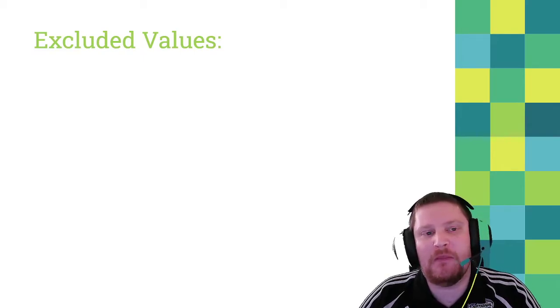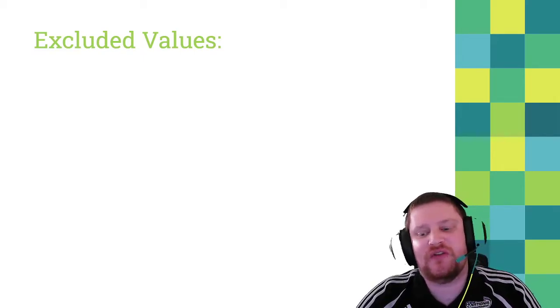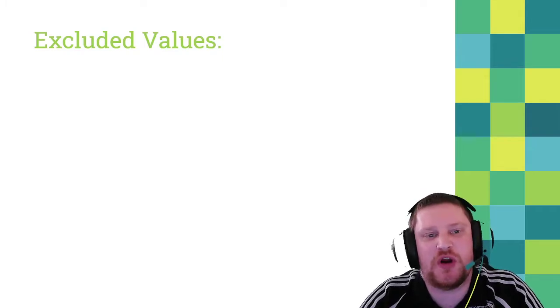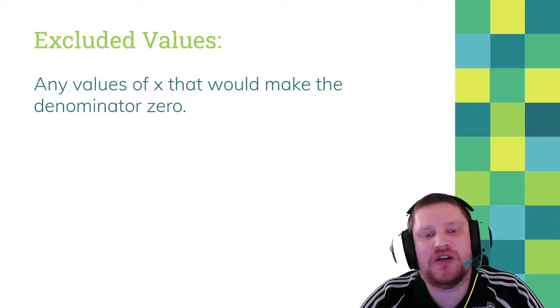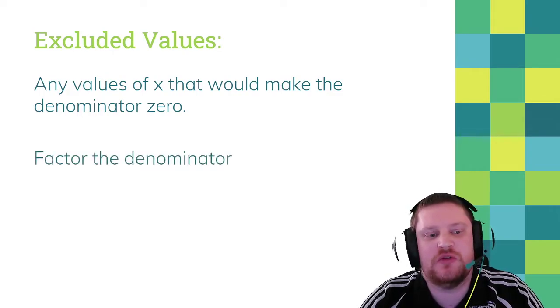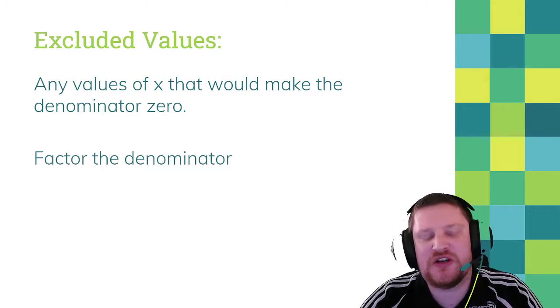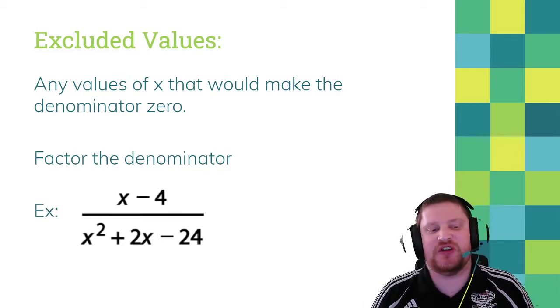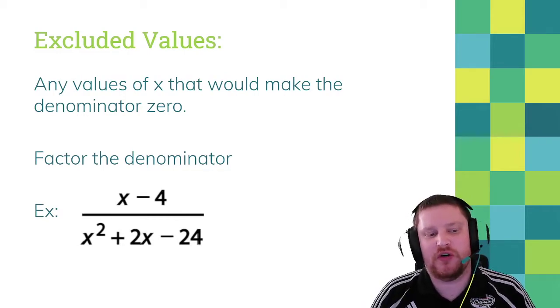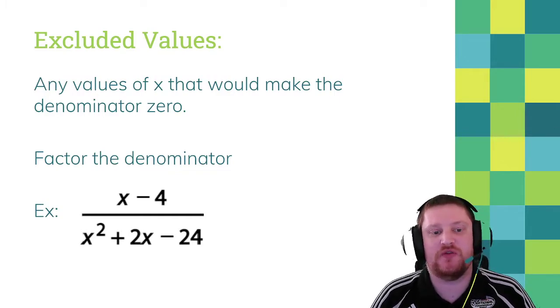First, they might ask you what the excluded values of the expression are. Here's what they mean by that. It's any value, or sometimes there's more than one, that would make the denominator equal to 0. In order to find this, you're going to factor the denominator. So let's take a look at this for example: x minus 4 over x squared plus 2x minus 24.